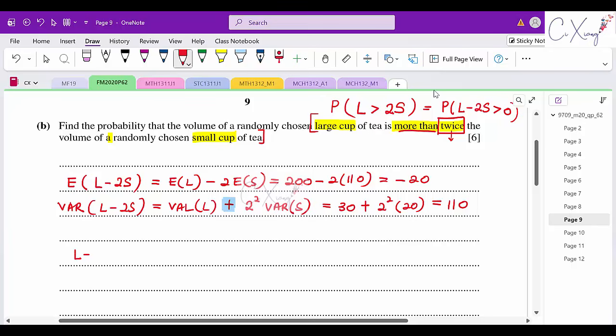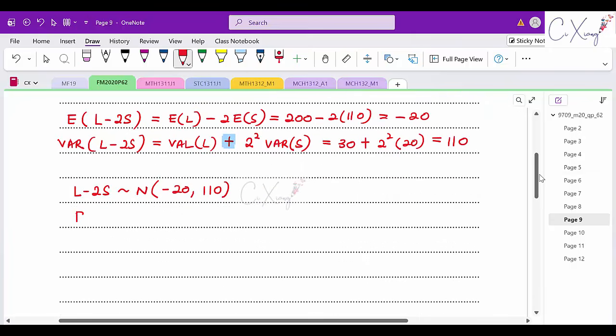So we have to write out the distribution of L minus 2S. It is still a linear combination of 2 normal random variables, so they are still normal. Then the mean is negative 20 in this case, and the variance is 110.